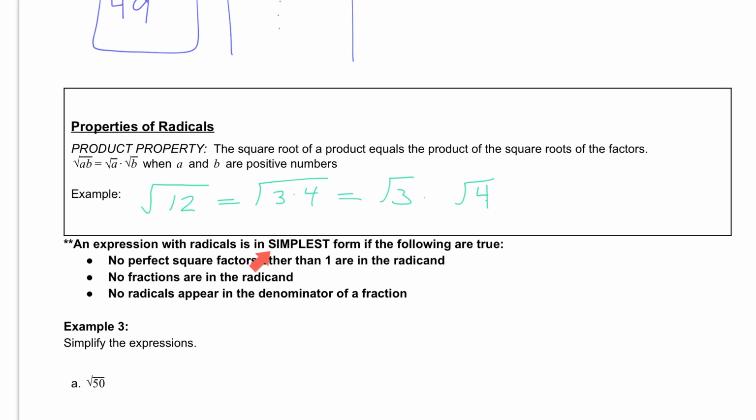An expression with radicals is in simplest form if the following are true. No perfect square factors other than 1 are in the radicand. No fractions are in the radicand, and no radicals appear in the denominator of a fraction. We are going to focus really in this chapter on the very first one to make sure that there are no perfect square factors other than 1 underneath that radical.